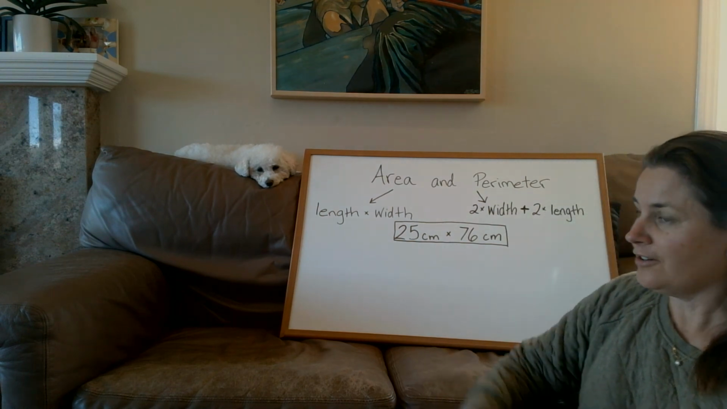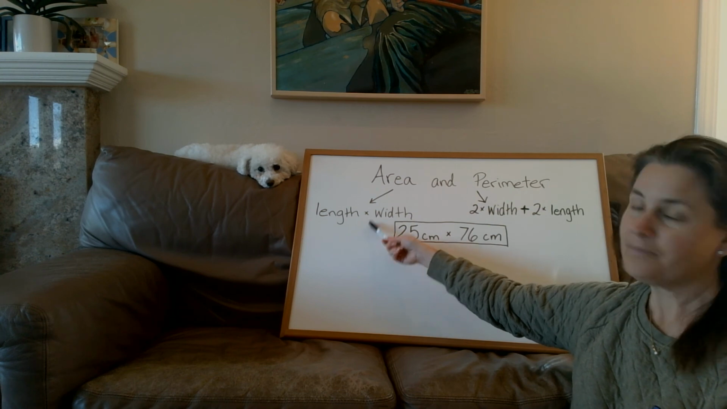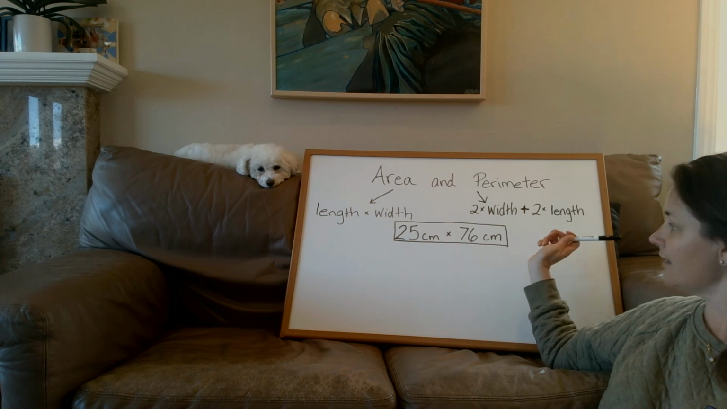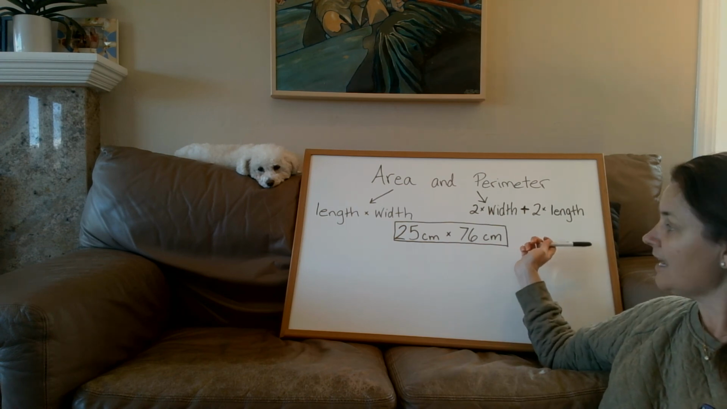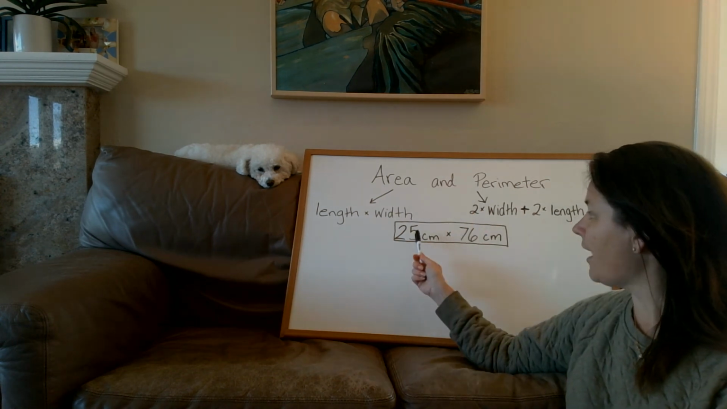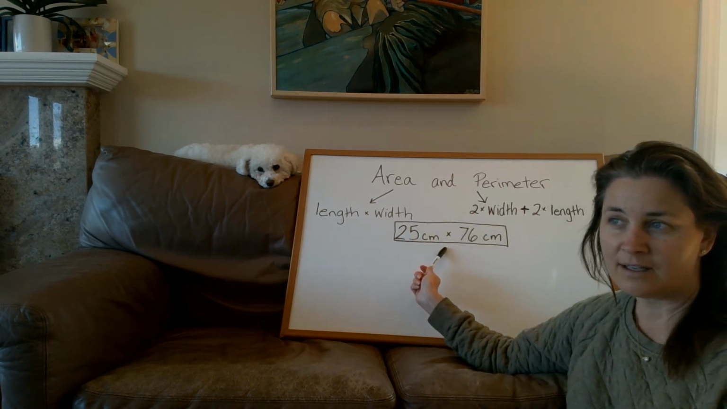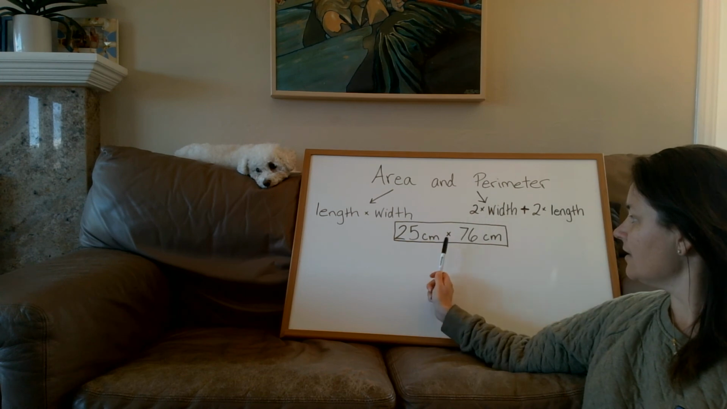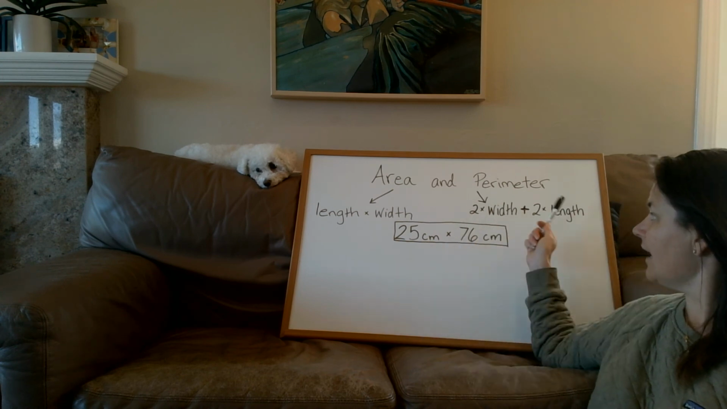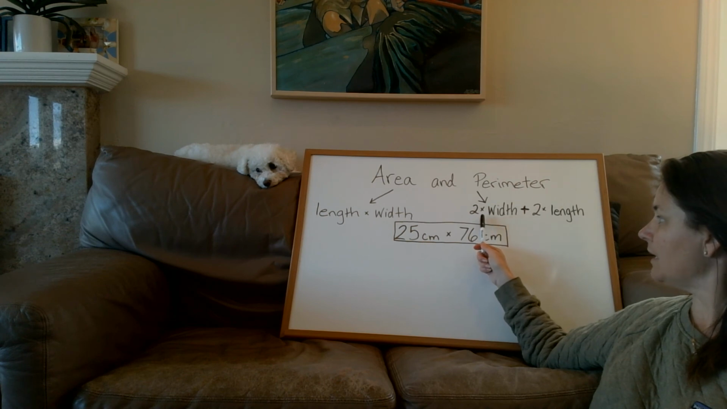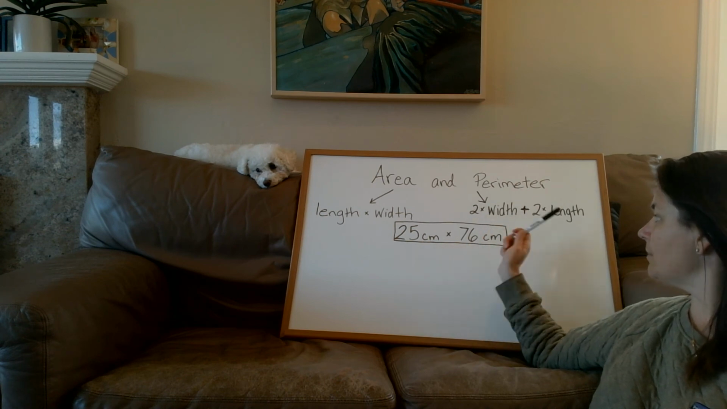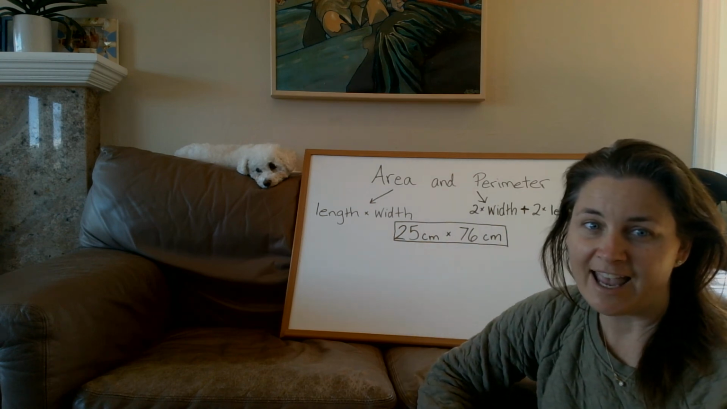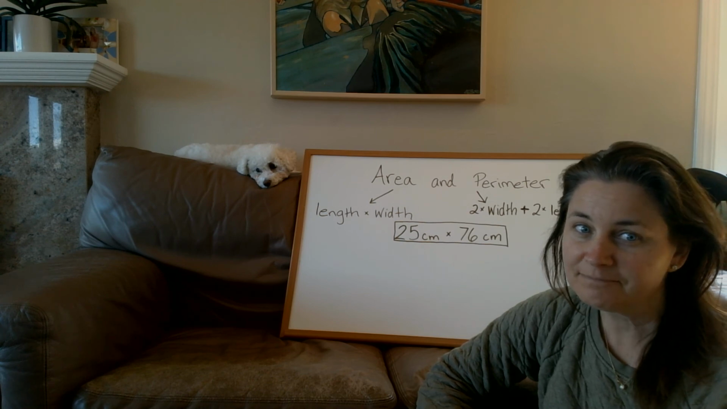So as you learned, area is length times width, and perimeter is 2 times the width plus 2 times the length. So your first job today is on your paper. I want you to find both the area of this and the perimeter. So you're going to find the area, you're going to do 25 centimeters times 76 centimeters, and the perimeter, which would be 2 times one of these plus 2 times the other one of those. So go ahead and do that work. You can pause it, and when you're done with that work, we'll go over it. So pause it.